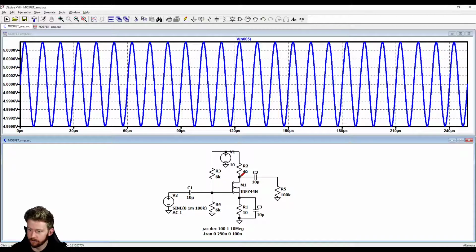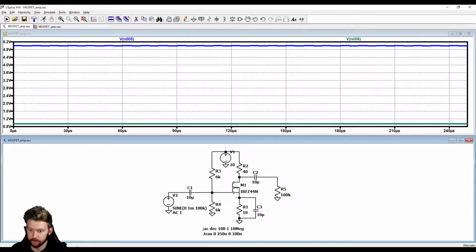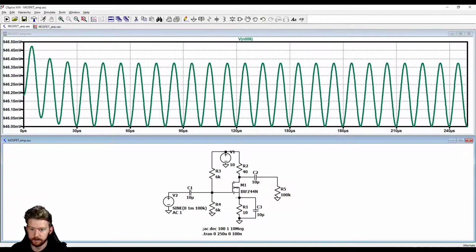Now let's take a look at the source of our MOSFET. Okay, so at the source of our MOSFET, we do have some oscillations because, again, that drain current is shared between everything, so we're still going to see this on the output. We can see that it's at 946 millivolts or so. So it's at right about 1 volt, okay, which is what we designed for, which is good.